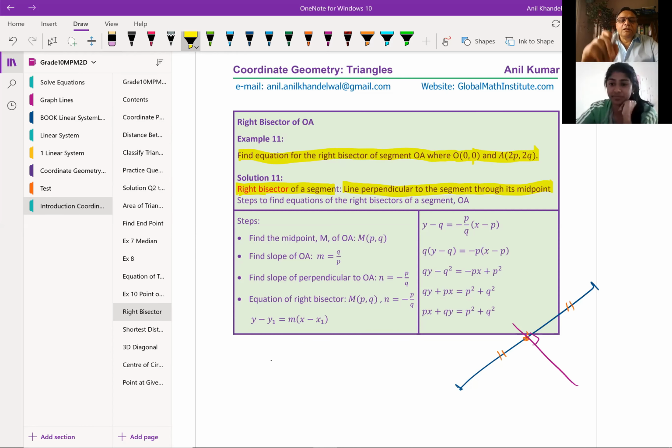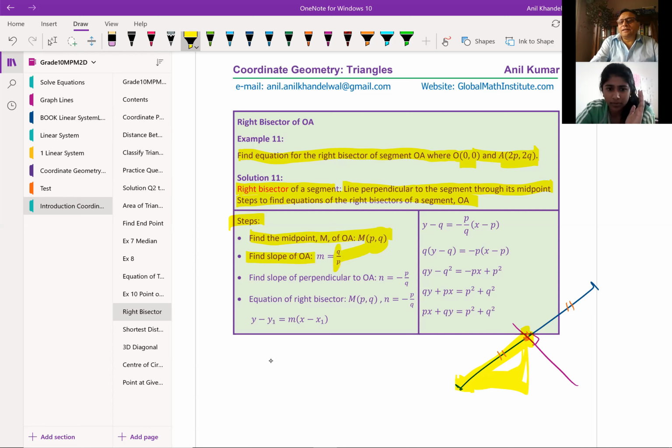Good. So the steps to find the equation of the right bisector are given here. First step is to find the midpoint of the segment. In our case, we have 0 on one side and (2P, 2Q) on the other side. So the midpoint is (P, Q), right? Then the second step is to find the slope. We found the midpoint, now we need to find the slope itself, correct? The slope is simple because this point is 0, so y over x. So q over p is the slope.